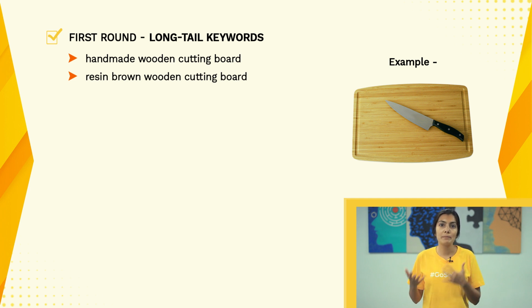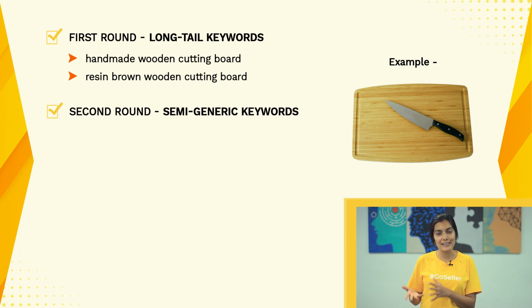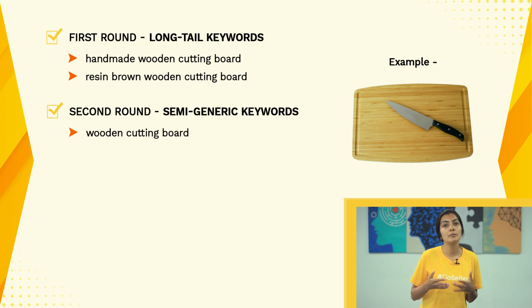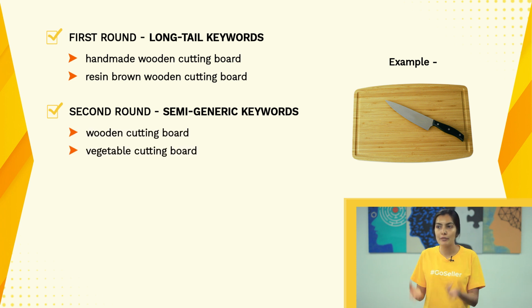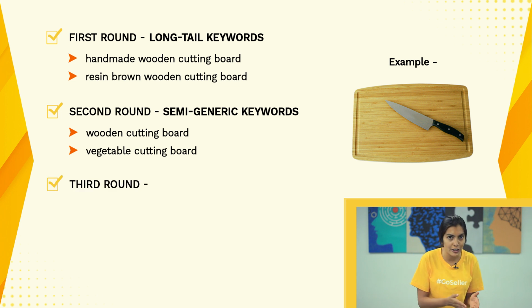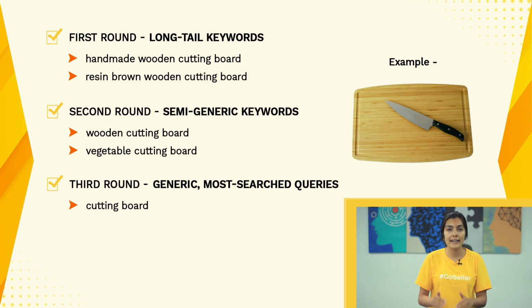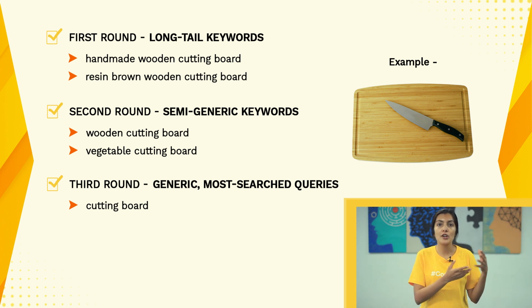Once Amazon builds relevance for your keywords, and this happens once you start getting sales for these keywords through your manual campaigns, then you can go after semi-generic keywords such as wooden cutting board or vegetable cutting board, etc. And eventually you can target keywords such as cutting board, and you can get more and more visibility across all of these search terms, or rather keywords, on Amazon, and gradually improve your Amazon organic rank across all of these keywords.